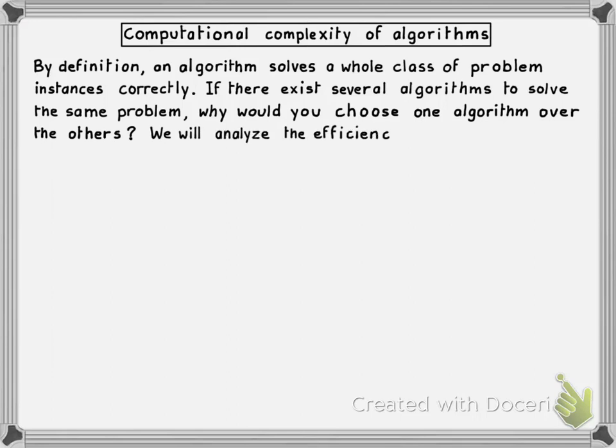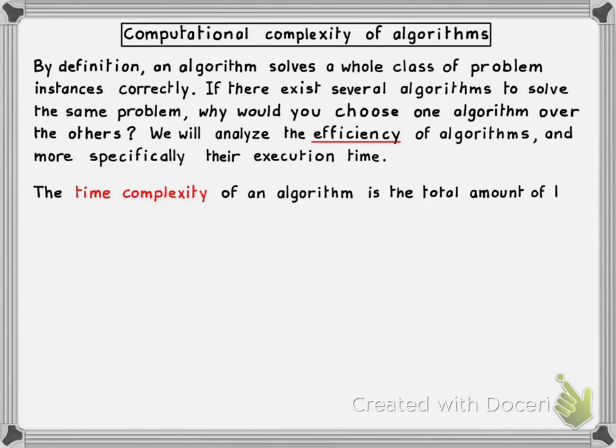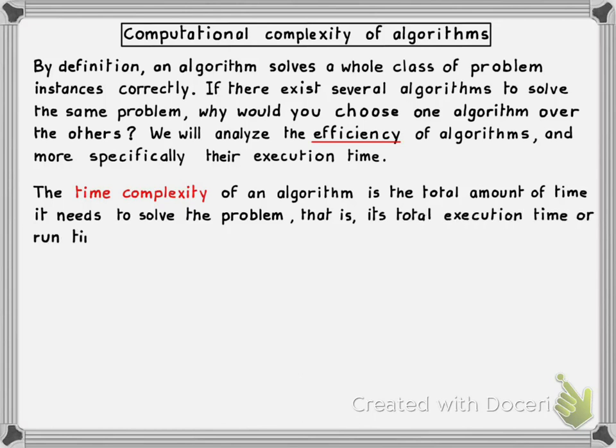We're going to instead analyze the efficiency of the algorithms. So in particular, we're going to focus on the execution time of the algorithm. So we're going to pick the algorithm that is the most efficient, that is the algorithm with the smallest execution time. So this criterion is called the time complexity of the algorithm. So let's define this concept precisely. The time complexity of an algorithm is the total amount of time that the algorithm needs to solve the problem. In particular, the time complexity is measured as the total execution time or runtime of the algorithm.